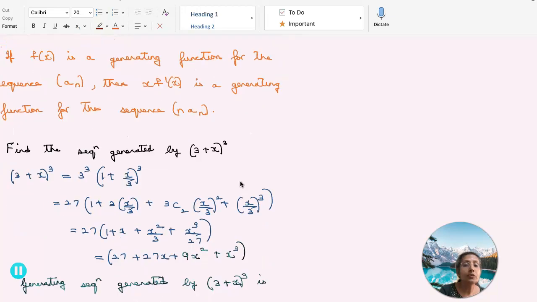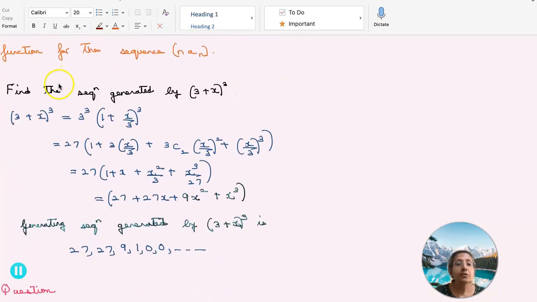So coming to a few simple problems. Find the sequence generated by (3 + x) the whole cubed. So we have (3 + x)^3 is 3 cubed, taking out the 3, into (1 + x/3) the whole cubed. We are taking out 3 here and using the binomial expansion of (a + b) the whole cubed. So this will be 27 into 1 + 3C1, that is 3, into x/3, plus 3C2 into (x/3) squared, plus (x/3) cubed.